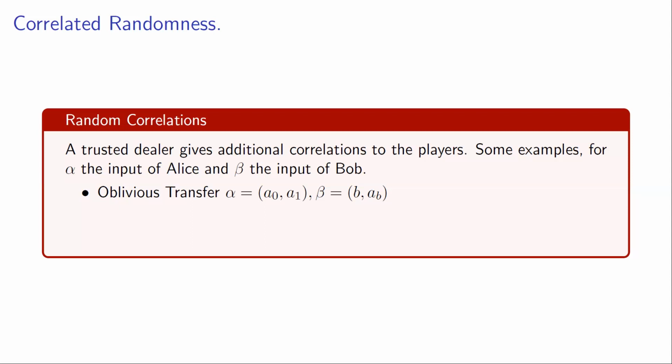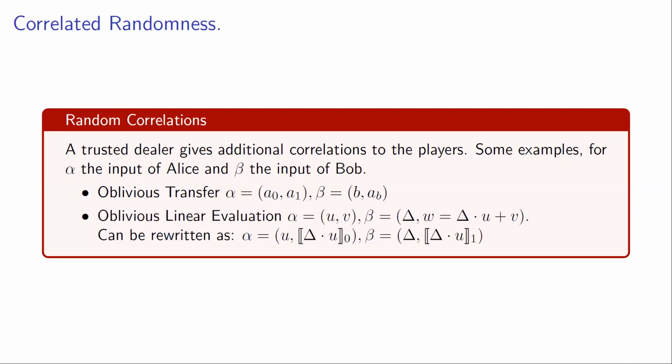When I say correlation, maybe it's a little unclear, but you can imagine oblivious transfer, for example, where I give A0, A1 to Alice and B, AB to Bob. I can also mean oblivious linear evaluation, where you give U and V, two elements, to Alice and a linear combination to Bob, delta and delta U plus V. This can also be rewritten in this form, and this is what we will use later.